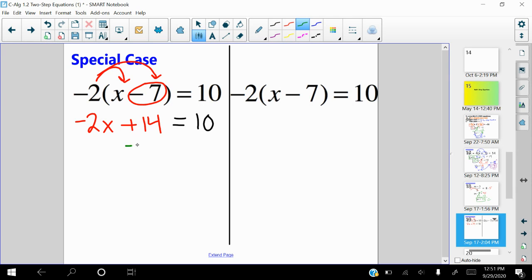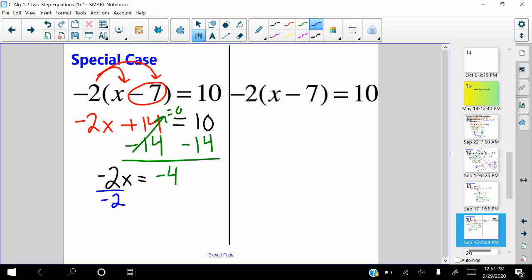We want to undo that adding of 14. So we're going to subtract both sides by 14. This goes to 0. And we're left with -2x is equal to 10 minus 14, which is -4. We're going to divide both sides by -2. And we get that x is equal to positive 2. That's one way to solve it. And if you're comfortable solving it that way by using the distributive property, by all means, go for it.